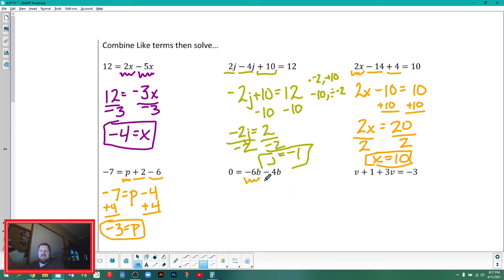Next one, I got a couple b's that I'm going to combine first. Negative 6 and negative 4 is negative 10b. And then when I divide by negative 10, looks like I'm going to get 0.